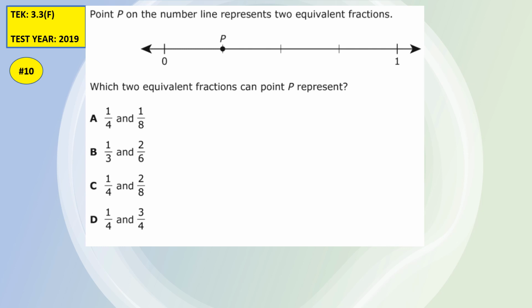Answer choice A says 1/4 and 1/8. B says 1/3 and 2/6. C says 1/4 and 2/8. And D says 1/4 and 3/4. Which two equivalent fractions? Which two equal fractions can point P represent? That's point P.